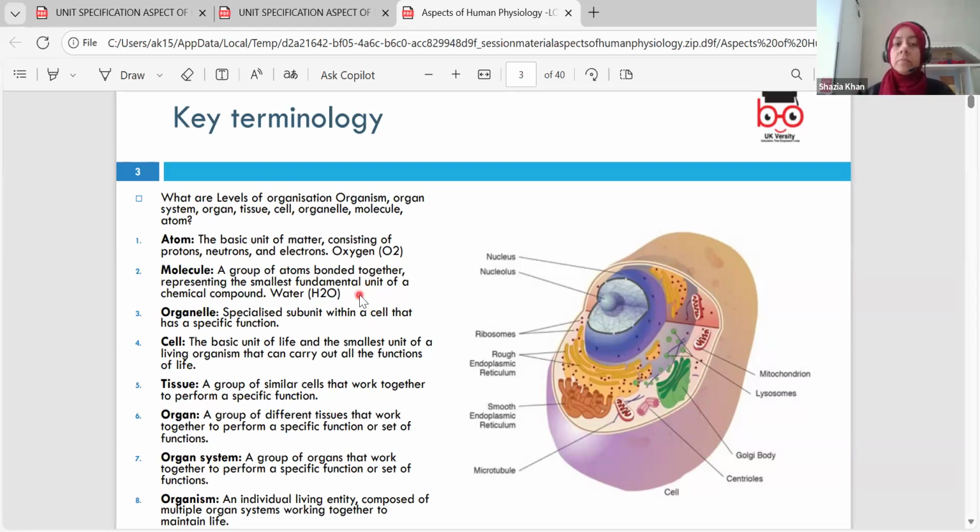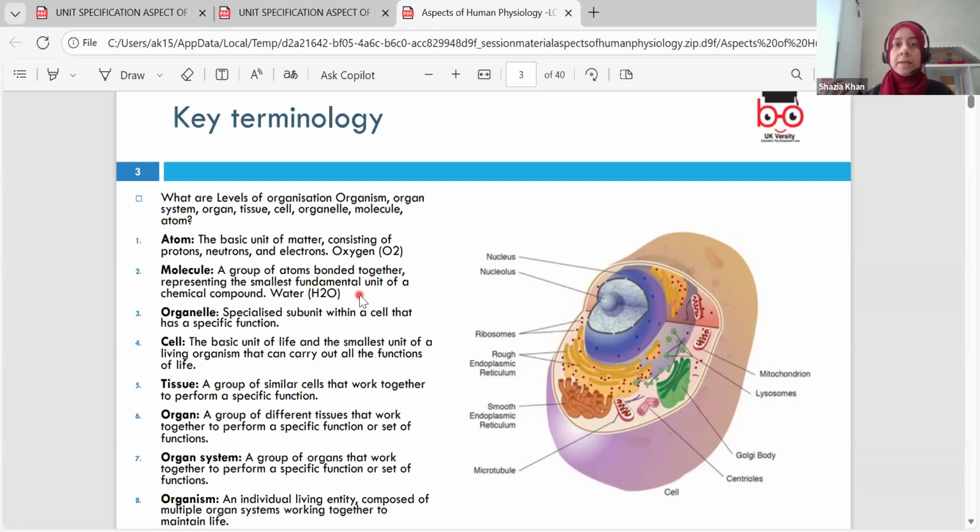And then going to more complexities, you have the organelle, which is a specialized subunit within a cell that has a specific function. It's a set of molecules and atoms that are joined together that perform a specific function. Then you have a cell, which is the basic unit of life. Whatever life we have, it is based on cells.